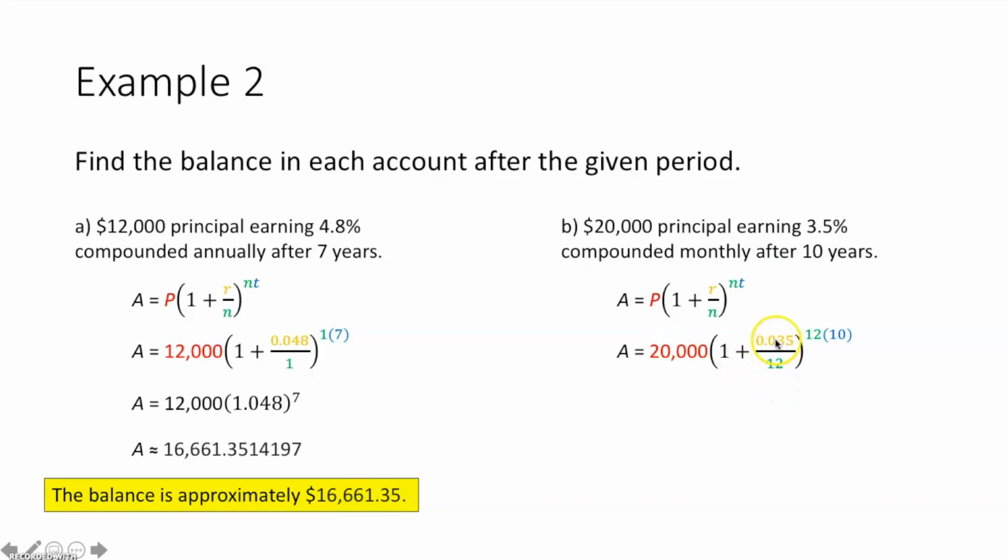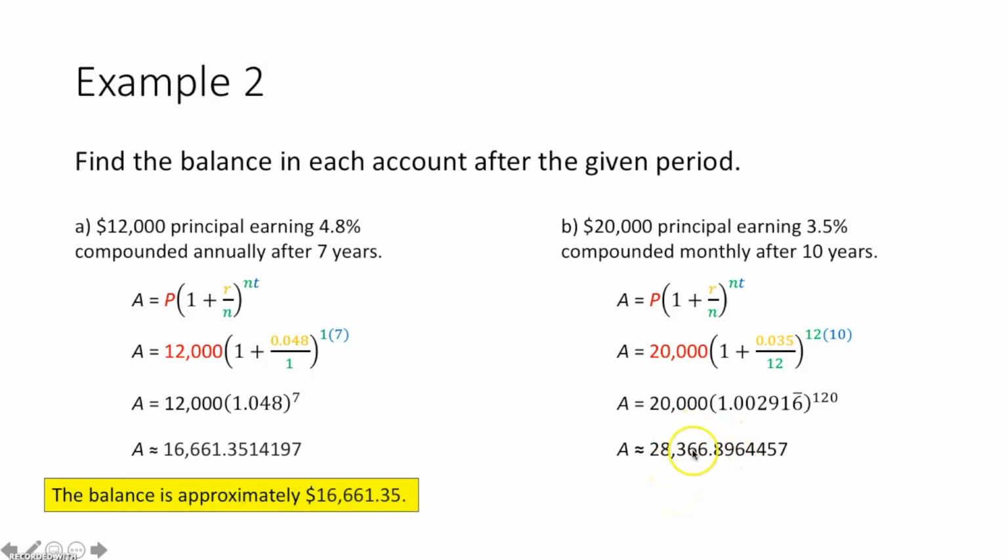To simplify this, we start with 0.035 divided by 12 because we've got to do our parentheses first. So we do that, then add 1. The 12 and the 10 multiply to 120. We then take this number, raise it to the 120th power, and multiply it by 20,000. We end up getting this number right here.